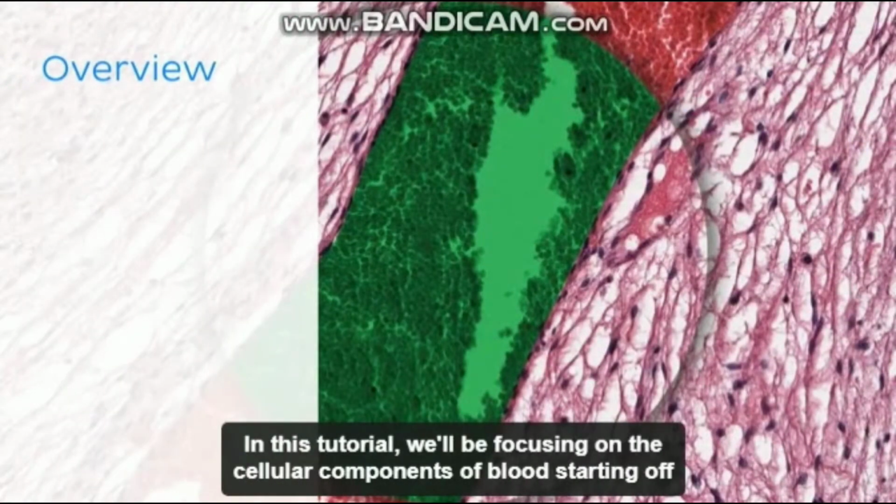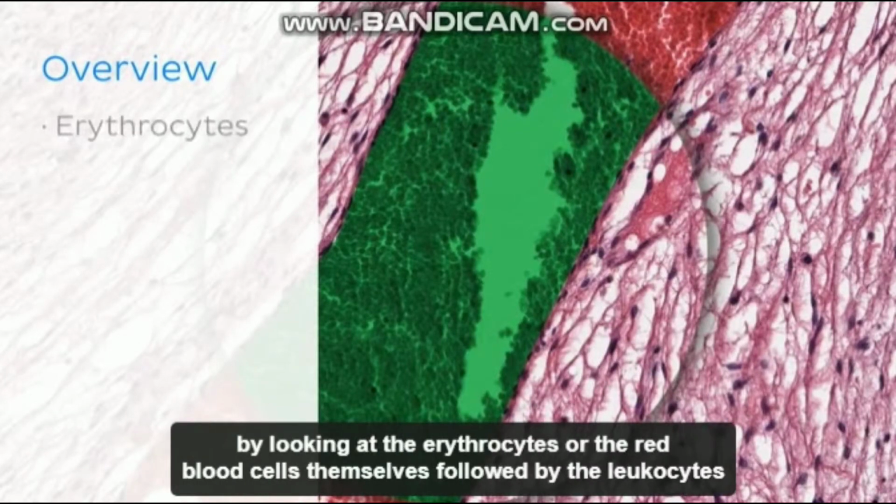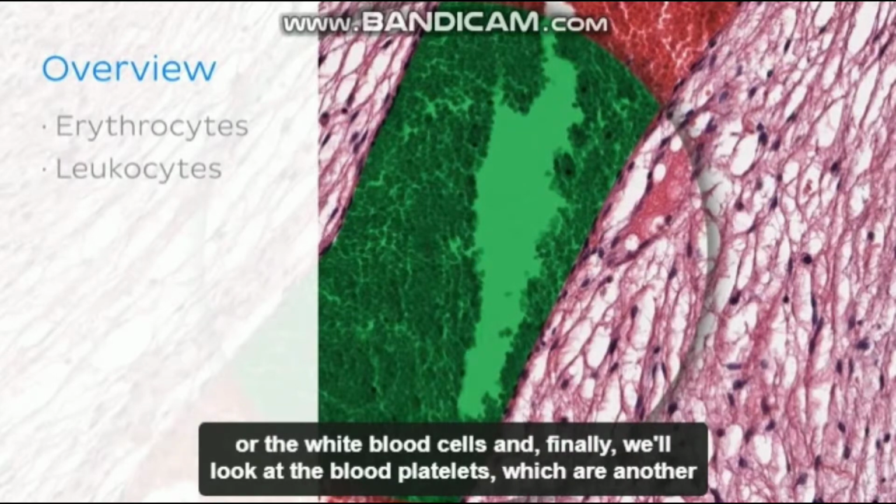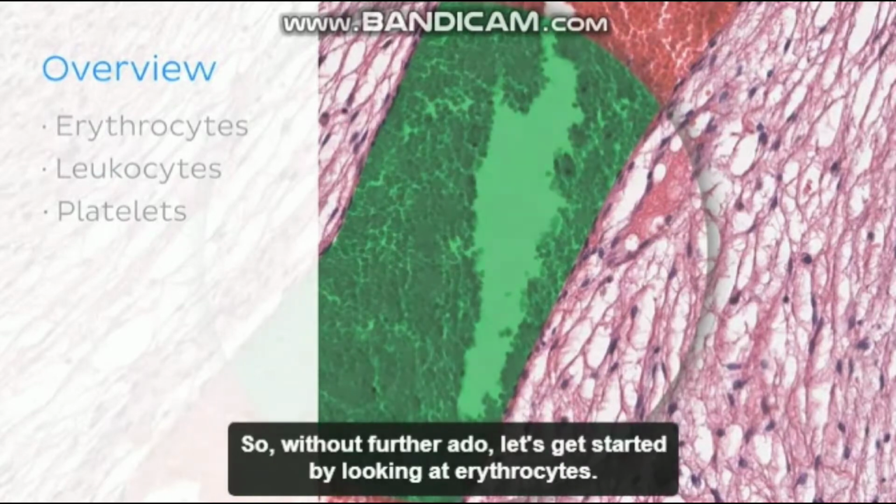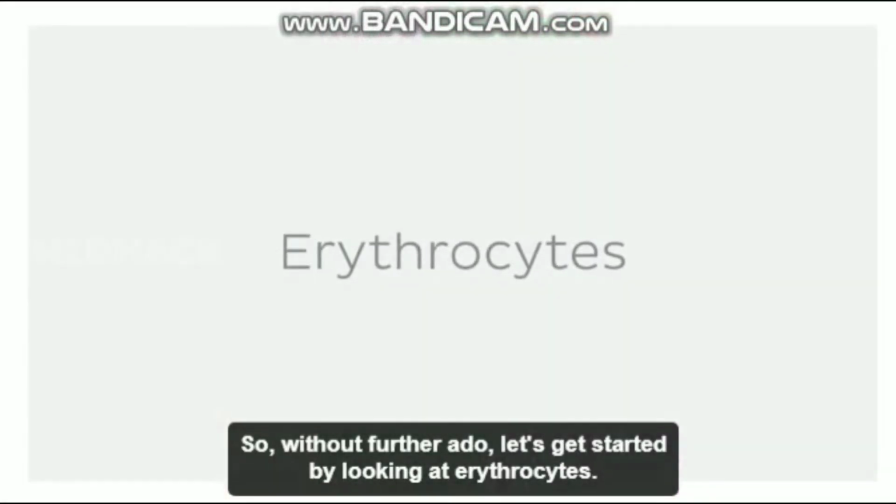In this tutorial, we'll be focusing on the cellular components of blood, starting off by looking at the erythrocytes, or the red blood cells themselves, followed by the leukocytes, or the white blood cells, and finally we'll look at the blood platelets, which are another important component of blood. So without further ado, let's get started by looking at erythrocytes.